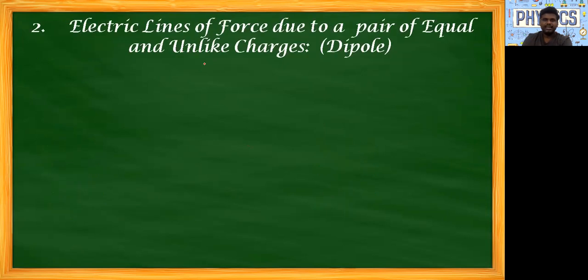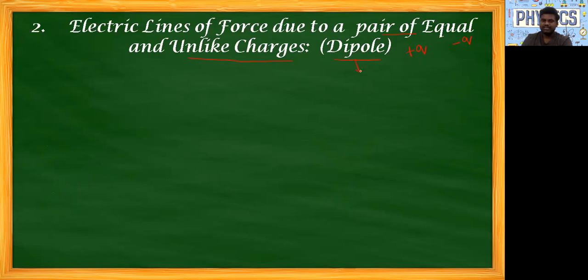Okay, now the electric lines of force due to a pair of equal and unlike charges. Now that is nothing but a dipole. Electric lines of force due to a pair of equal and unlike charges. Here, unlike charges, let us consider one charge is plus Q and another charge is minus Q. In this scenario, how we'll get the electric lines of force?